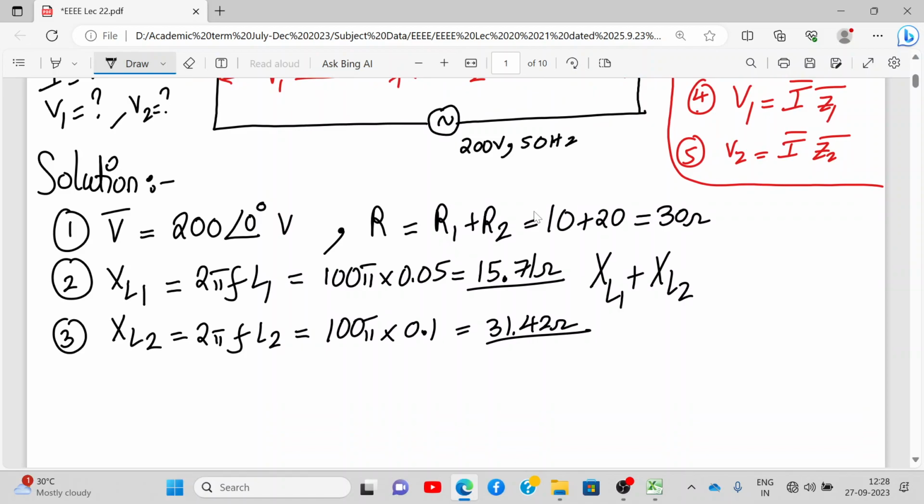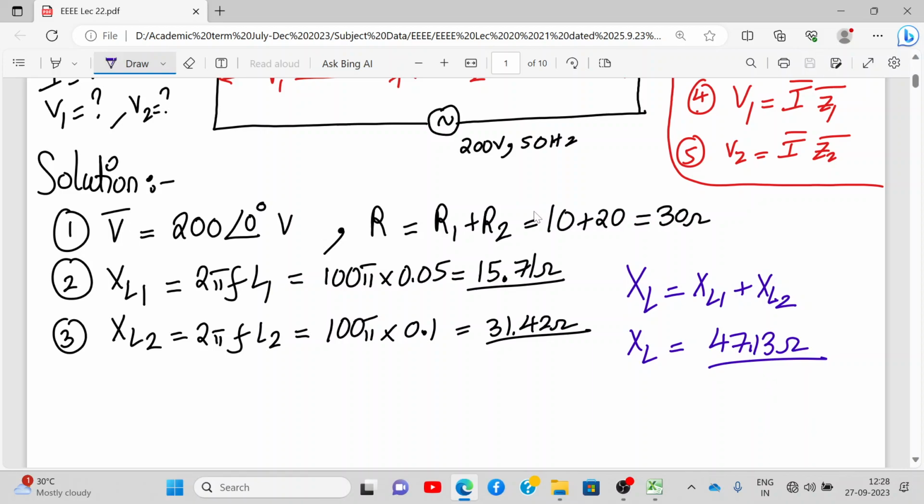Now can you calculate total XL? Yes, now inductive reactance we can add. So you can write XL will be XL1 plus XL2. So calculate total XL. How much will that be? 31.42 plus 15.71. That will be 47.13. Just check. So far it is clear.